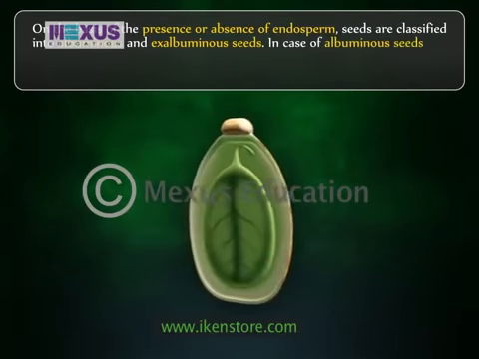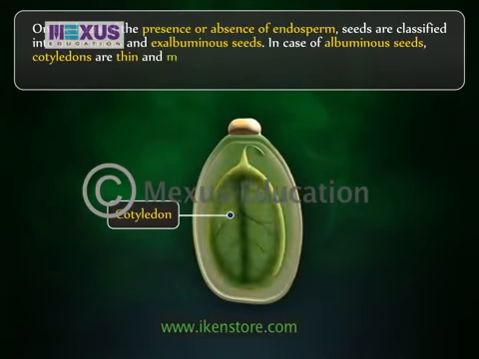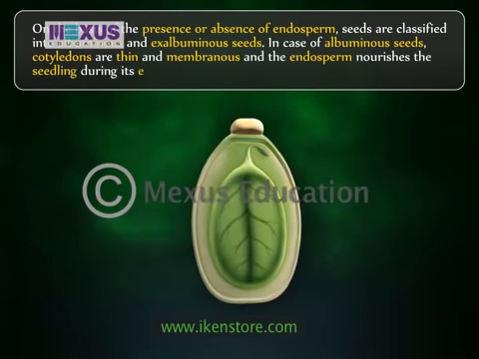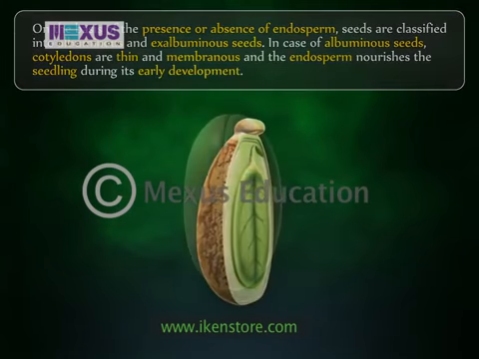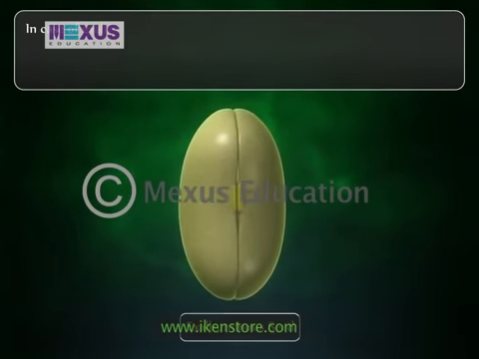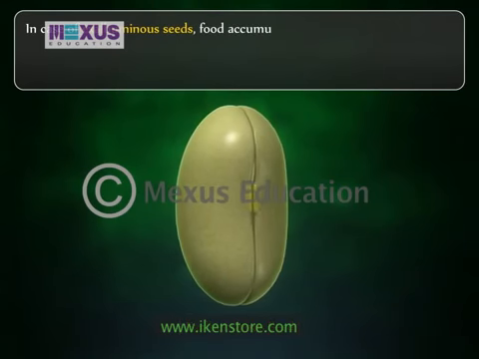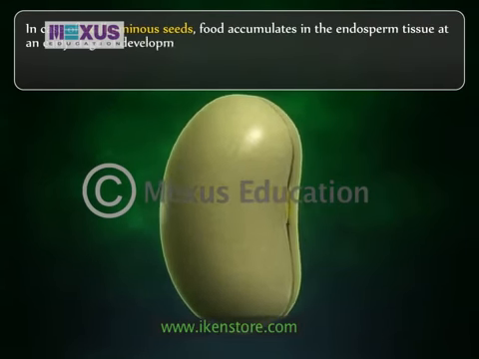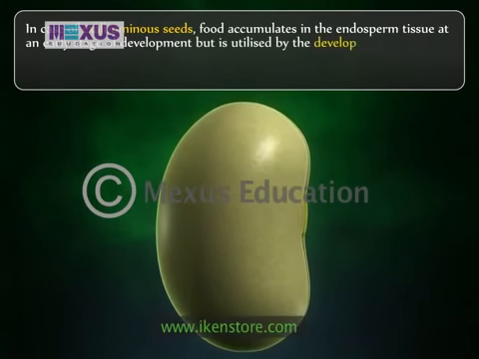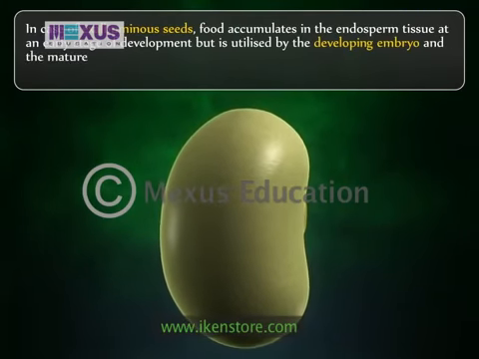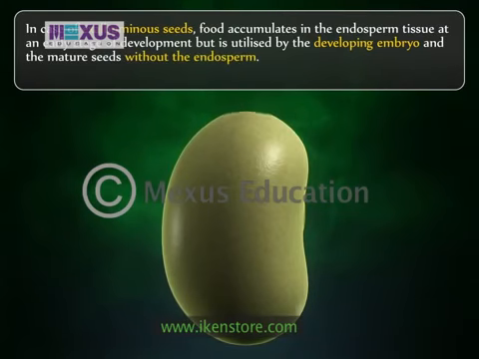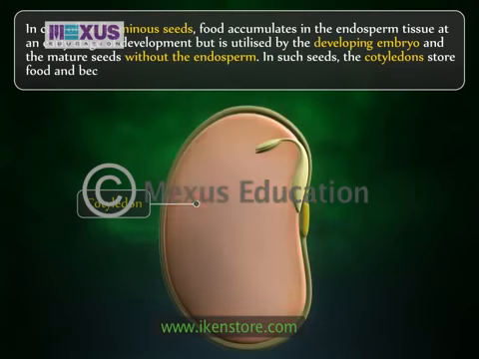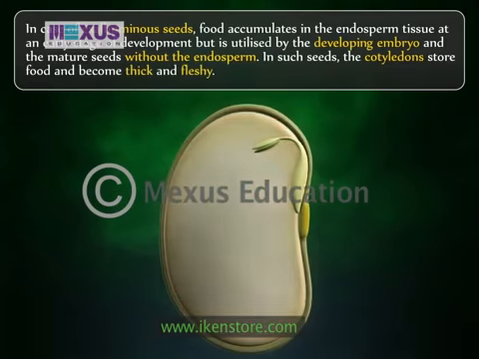In case of albuminous seeds, cotyledons are thin and membranous, and the endosperm nourishes the seedling during its early development. In case of exalbuminous seeds, food accumulates in the endosperm tissue at an early stage of development, but is utilized by the developing embryo, and the mature seeds are without the endosperm. In such seeds, the cotyledons store food and become thick and fleshy.